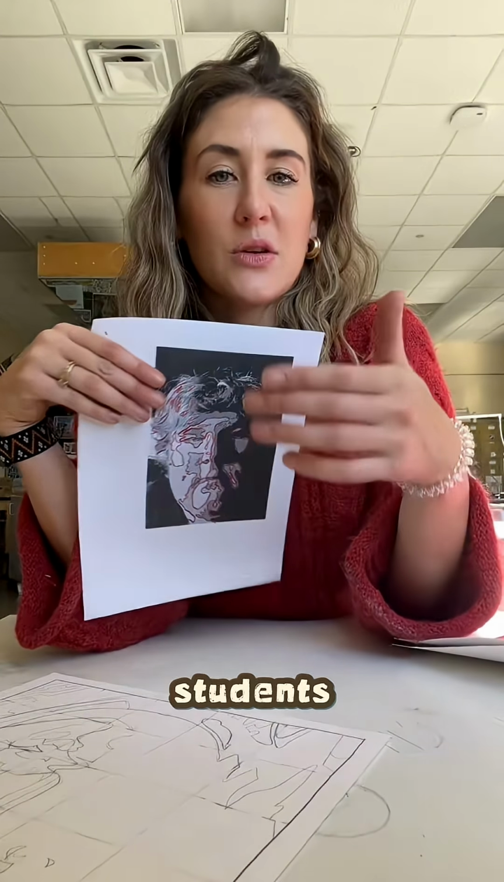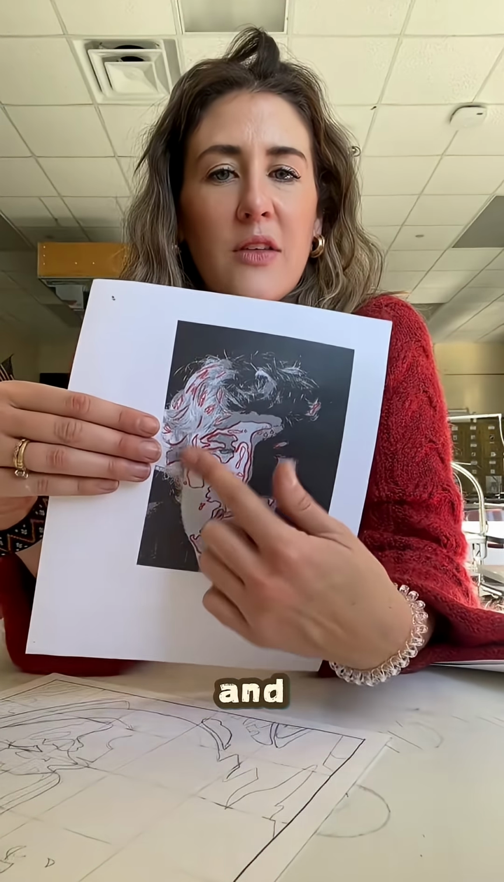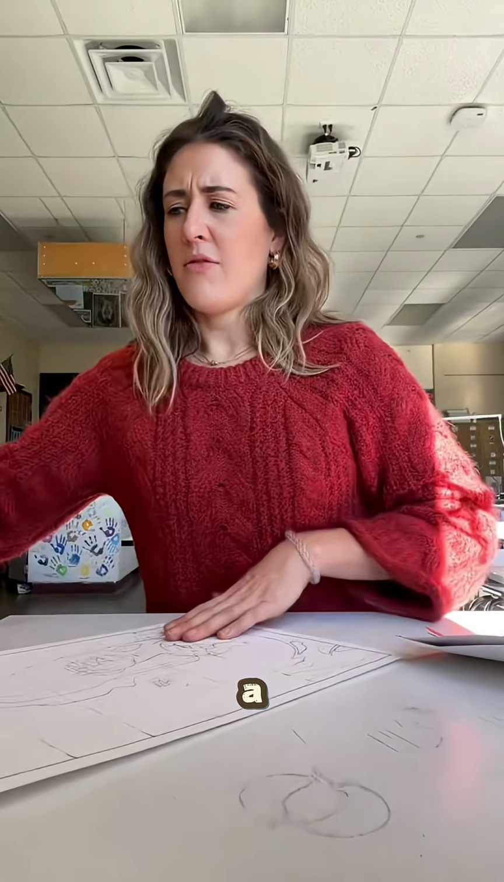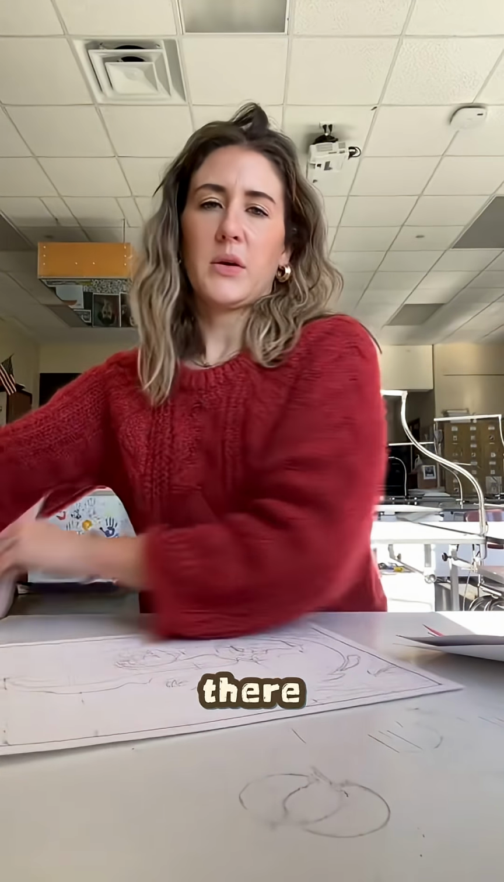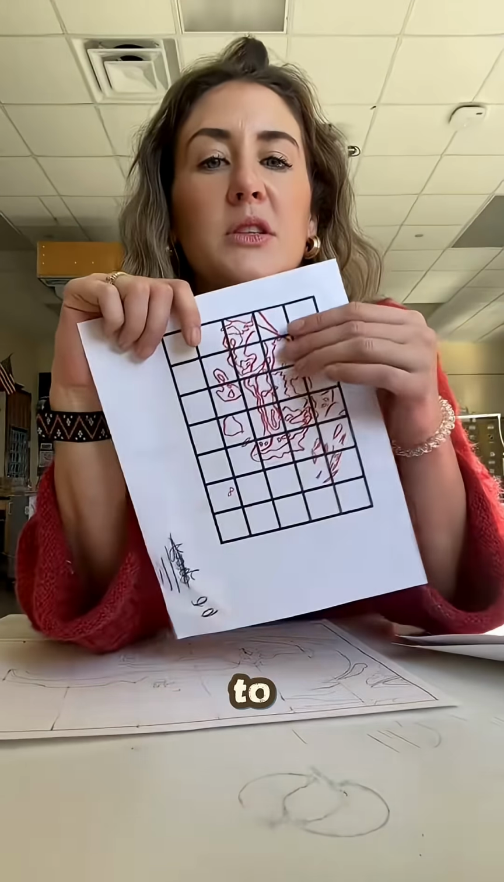Then I gave them back to my students and we talked about values, and they went through with a colored pencil and they outlined the value shapes. Then I gave them a 5x7 grid, there we go, and they use their light table to trace those lines back onto the grid. So now they have just simple lines.